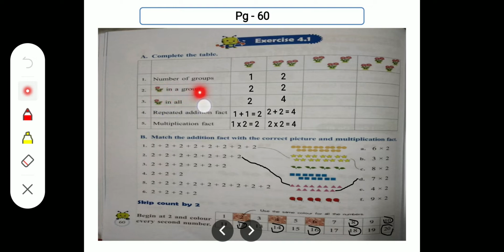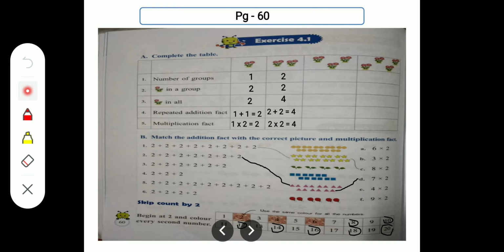Flowers in a group. Here we can see 1, 2. 2 flowers. So flowers in a group is 2. Now flowers in all. Here we can see only 2. So 2. So the repeated addition fact is 1 plus 1. So 1 plus 1 is equal to 2, and the multiplication fact is 1 into 2 is equal to 2. So why 1 into 2? 1 means number of groups, that is 1, multiplied by number of flowers in each group. So 1 into 2 is equal to 2.